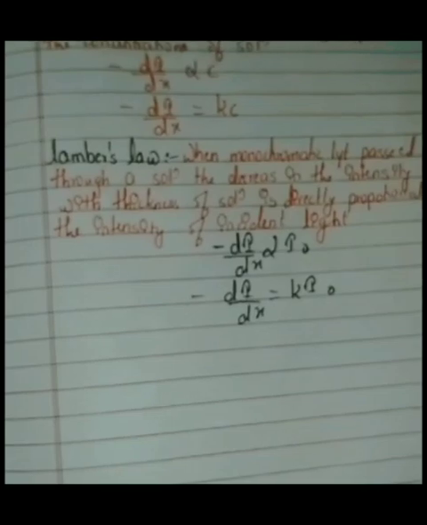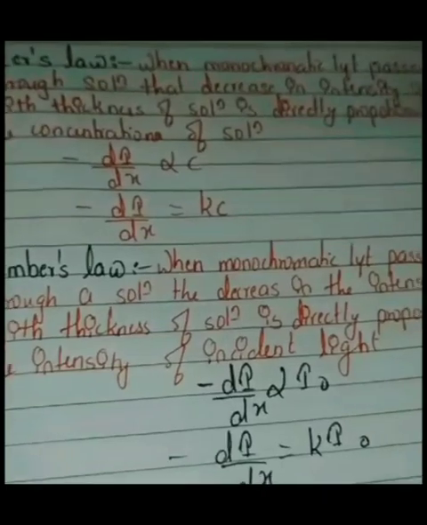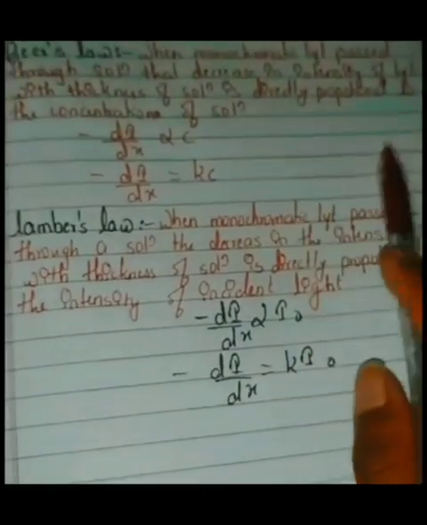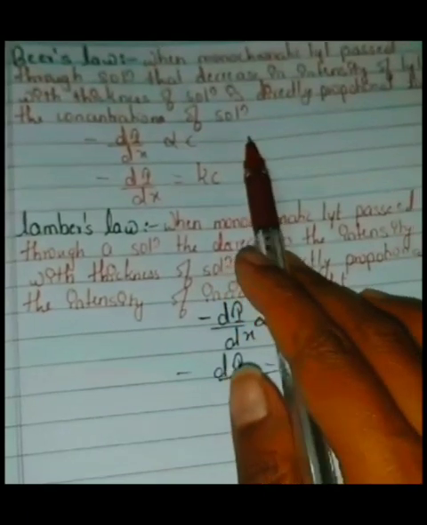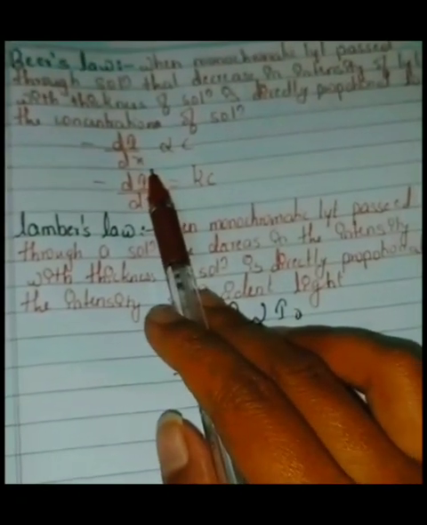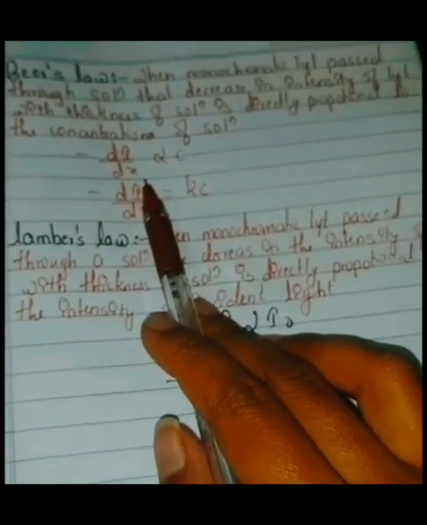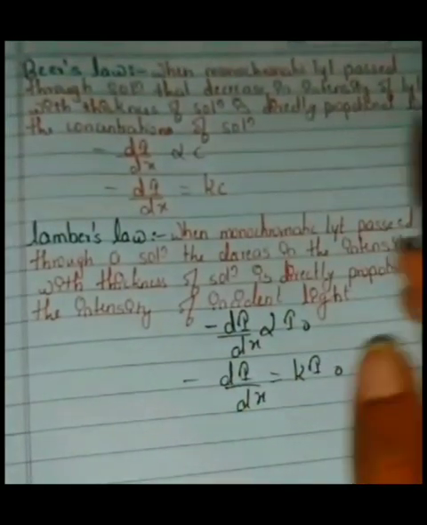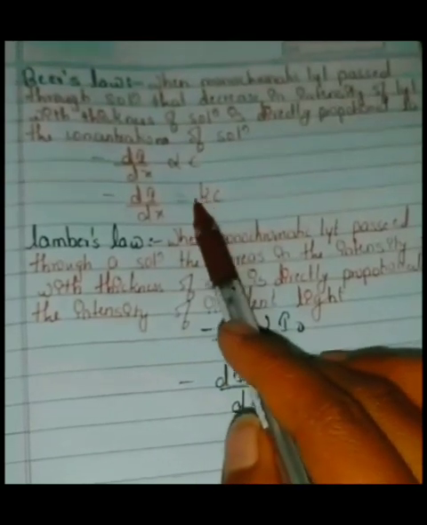Beer's law and Lambert's law. Okay, let us start. When monochromatic light passes through the solution, the decrease in the intensity of light with the thickness of the solution is directly proportional to the concentration of the solution. Here dI by dx is the decrease in the intensity of light, dx is the thickness of the solution, and c is the concentration. So this is the final expression.